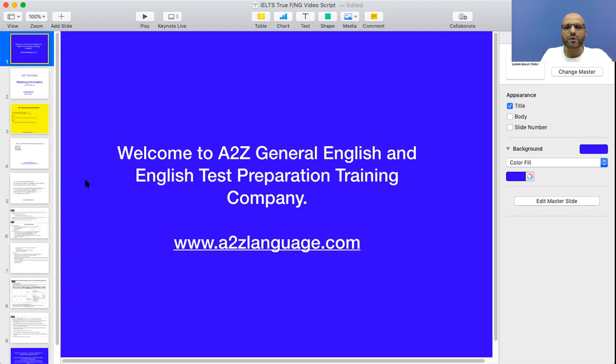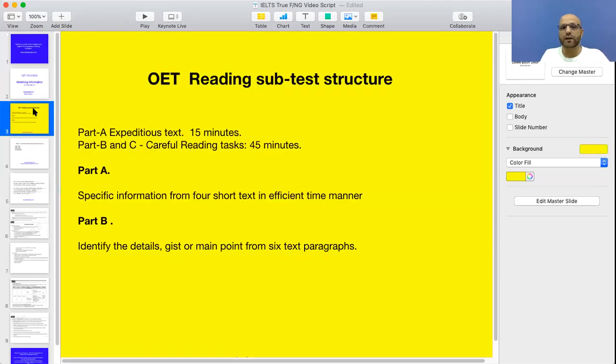So today we are going to unlock the reading strategies for the OET reading sub-skill test. Let's first have a look at the OET reading test structure. The OET reading sub-test structure consists of three different parts: Part A, Part B, and Part C. Please pay very close attention to that.